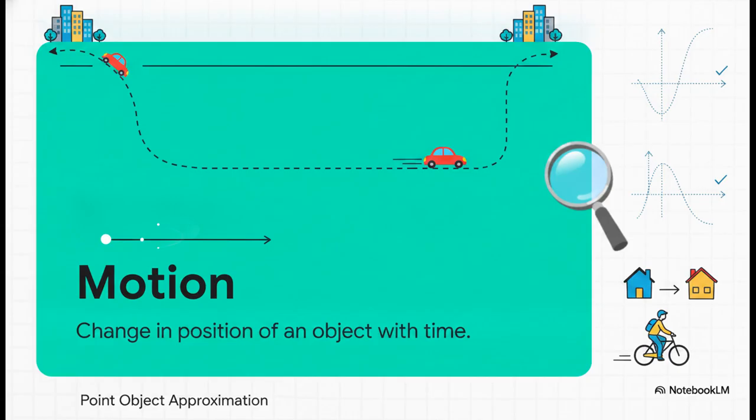Think about a car taking a really long road trip from one city to another. The car itself is so tiny compared to the hundreds of miles it travels that we can just treat it as a single moving dot. As long as the size of the object is negligible compared to the distance it moves, treating it as a point object makes the math incredibly clean and surprisingly accurate.